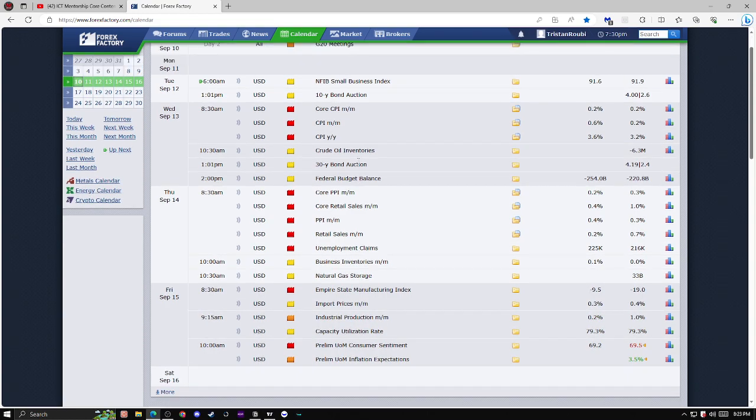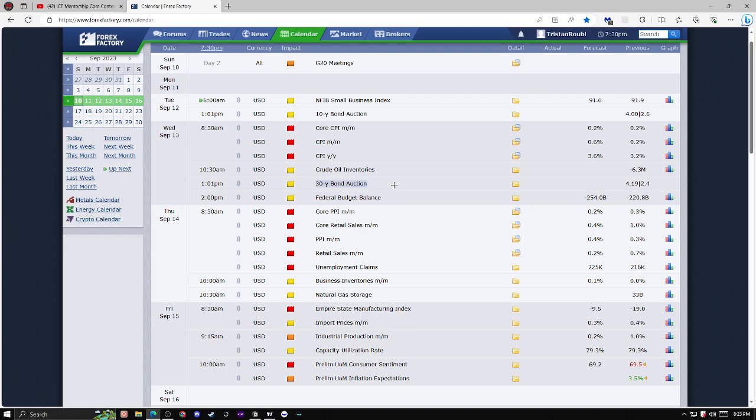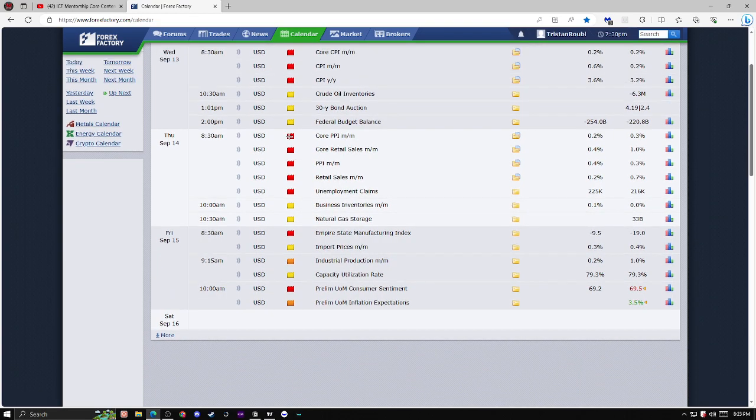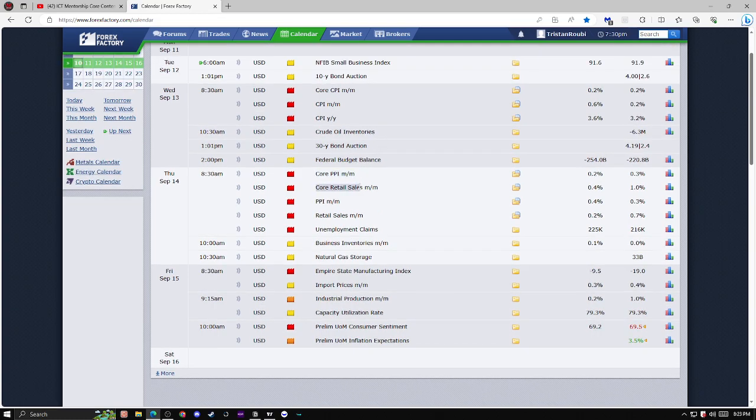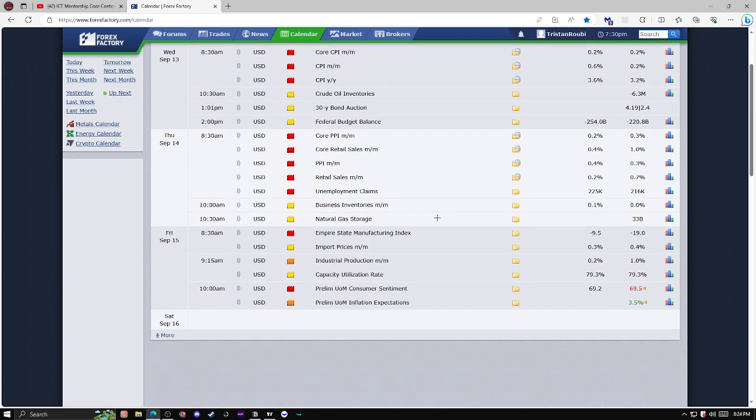And then this is where the week is going to get very interesting, and we're only going to trade Monday and Tuesday, as you guys know. We're not going to trade Wednesday because we have core CPI, CPI, and then a 30-year bond auction. Then Thursday we have core PPI, core retail sales, PPI, retail sales, and unemployment claims. This is a shitload of news at 8:30. That candle is going to be all over the place.